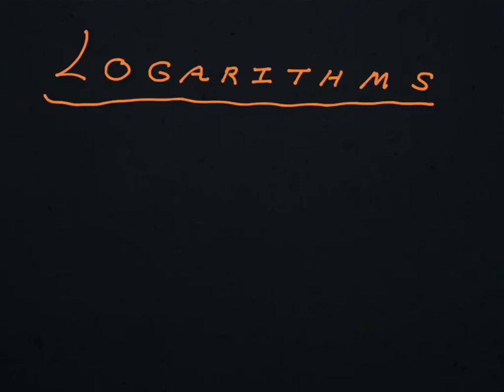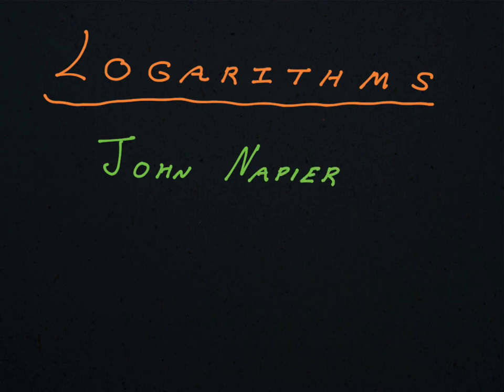We've been talking about logarithms. So where did this idea of logarithms come from? Well, it came from a gentleman by the name of John Napier in the early 1600s. It was a way to connect exponential functions together and solve them using the idea of logarithms.